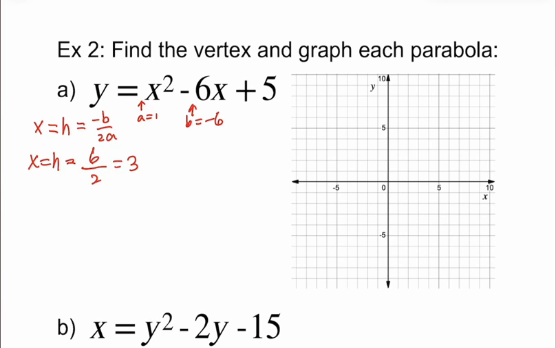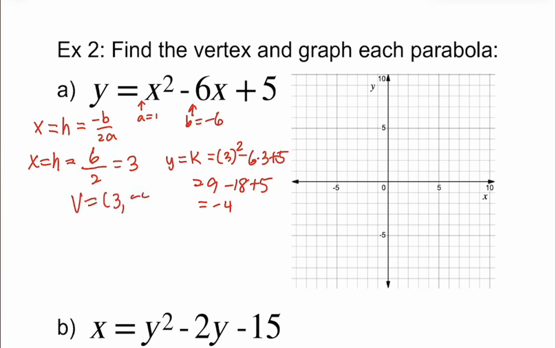Now, to find a y value that matches an x value, you just got to plug it in. So our y value, which is our k, we're just going to plug in 3. So it's going to be 3 squared minus 6 times 3 plus 5. Now, please follow order of operations when you do that. So that's 9 minus 18 plus 5. 9 minus 18 is negative 9, plus 5 is negative 4. So our vertex we just found is 3, negative 4.